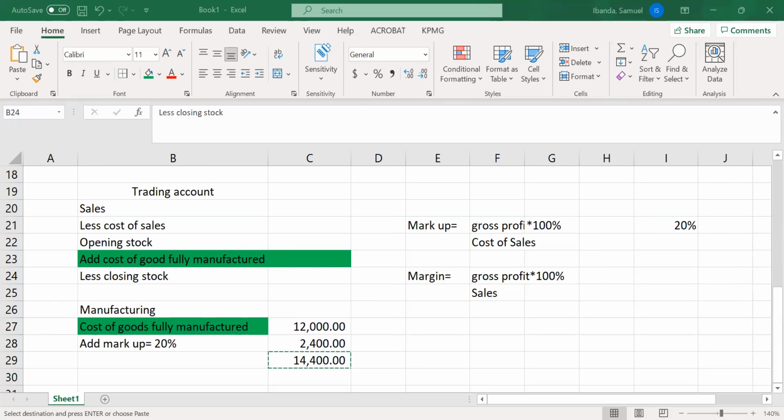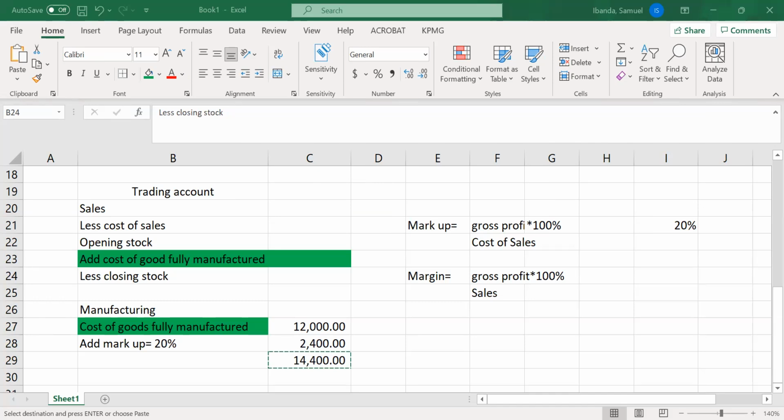You read through the notes I shared. Yes, I did. So those are the ones you didn't understand. If the provision has increased, then you debit. If the provision has reduced, then you credit.